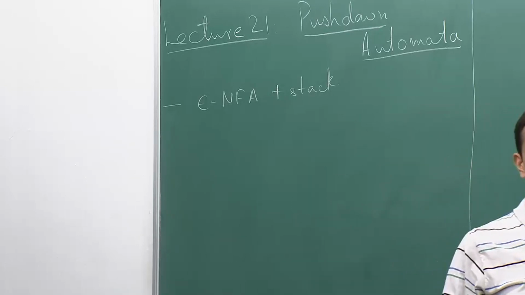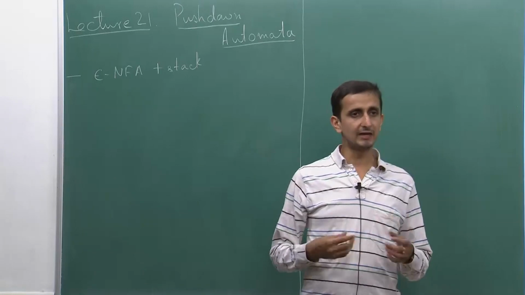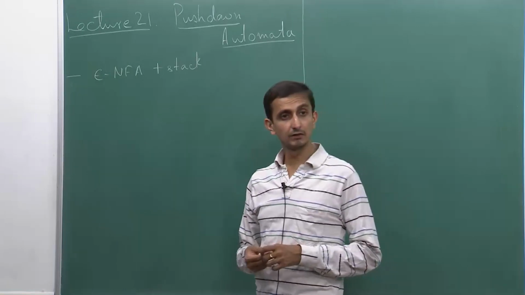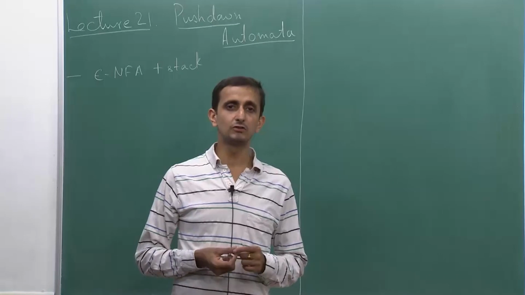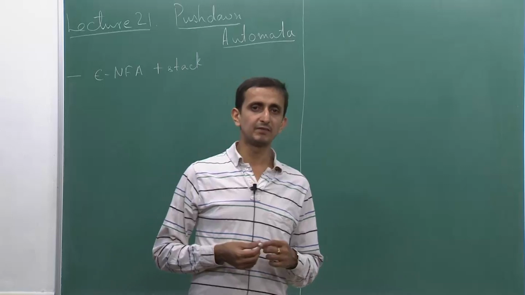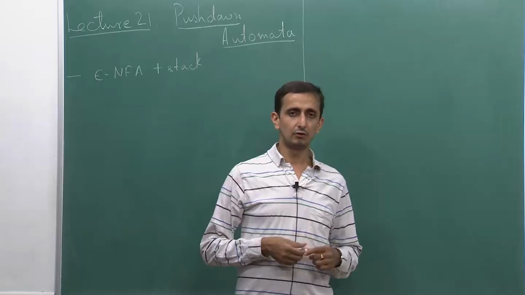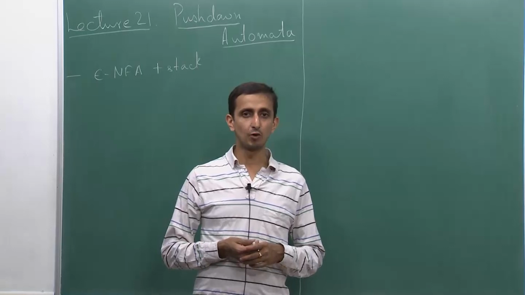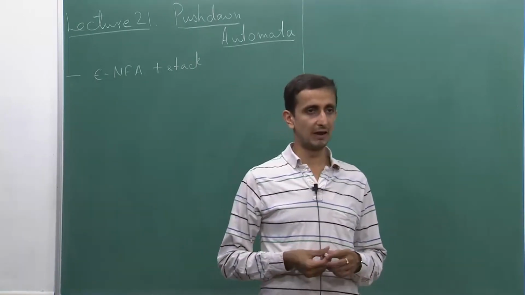How do we define a push-down automaton in the first place? Does it actually add any power over epsilon NFAs? We have seen earlier in the context of regular languages that epsilon NFAs are exactly those machines which accept regular languages. You can convert any epsilon NFA to a DFA. But if I add a stack to it, does it actually add more power? We will answer these questions in the next few lectures.